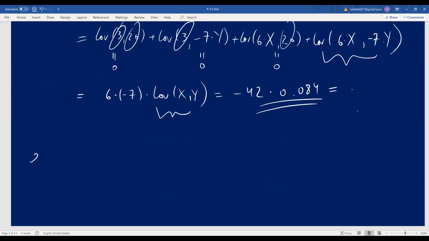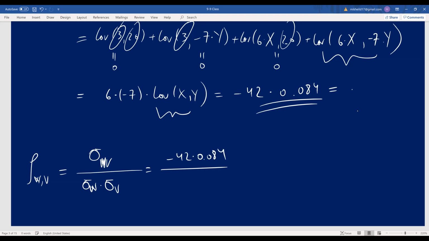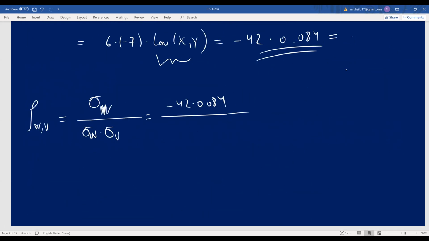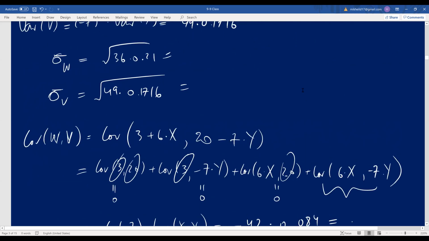And then the final question that you have here is what is rho, the correlation coefficient between W and V, and that's sigma of W and V divided by sigma of W times sigma, these are big letters, sigma of V. And okay, so then this will be minus 42 times 0.084 divided by sigma of W, whatever you get here, 36 times 0.21 square root from there, times 49 times 0.1760.